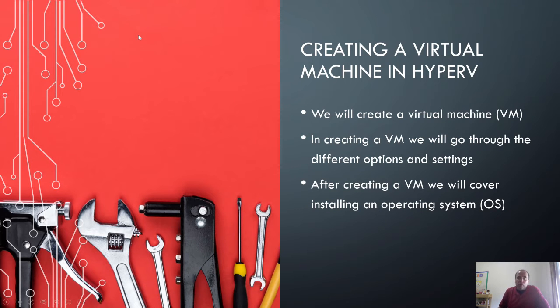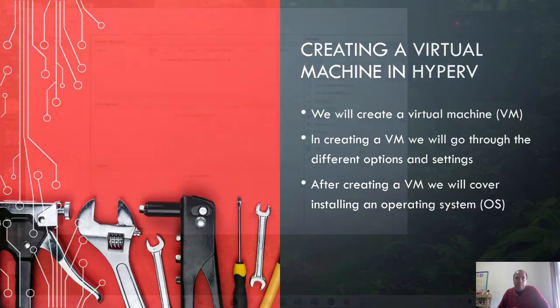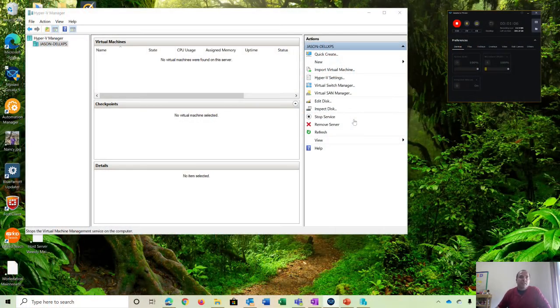In this tutorial, we're going to create a virtual machine in Hyper-V. We're going to go through some of the different options and settings, and then we will install Ubuntu Desktop version. Ubuntu is a free operating system that you can download and install. As you can see, I have Hyper-V Manager open and we are ready to go. In the right pane here, I'm going to click on New and then select Virtual Machine.